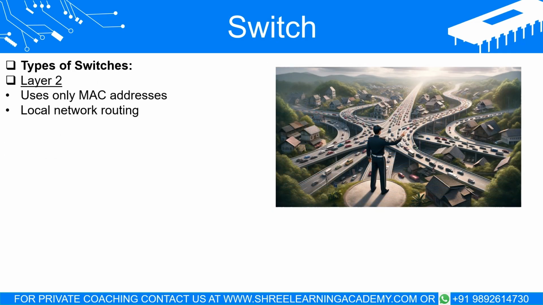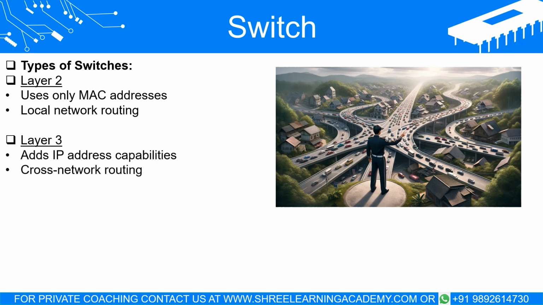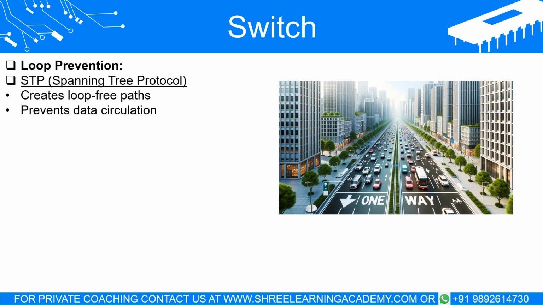Different layers of switching, Layer 2 and Layer 3. Layer 2 switches. These switches are basic and only use MAC addresses for routing data. Layer 3 switches. These are advanced and can also understand IP addresses, adding the ability to route data across different networks, not just within one. Think of a Layer 3 switch as a traffic cop who not only knows every local street but also all the highways connecting different cities.